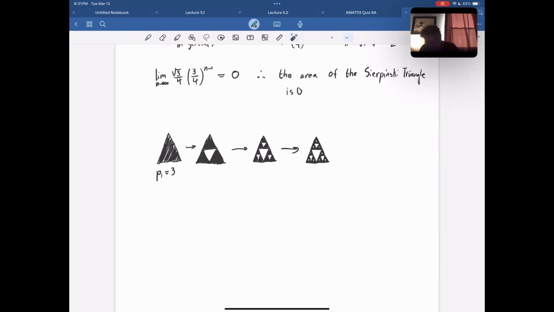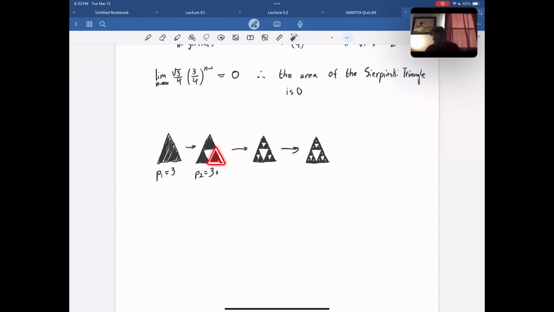Now, let's take a look at P2, right? Well, that's going to have this outer perimeter still, right? So it's going to have a perimeter of at least 3, but then it's also going to have this internal perimeter, right? And what's that going to be? If we analyze this edge of this triangle here, well, that's got to be the same as this edge, right?